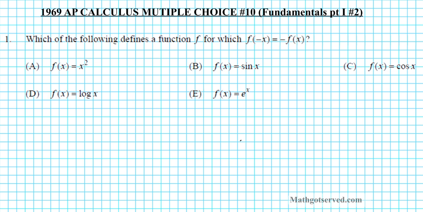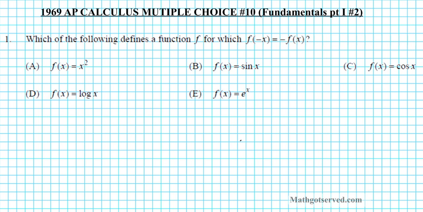In this clip, we're going to be going over the answers to problem number 2 of the fundamental review series. This corresponds to question 1 on the 1969 AP Calculus AB multiple choice release questions, okay? All right, so let's go ahead and take a look at the question.